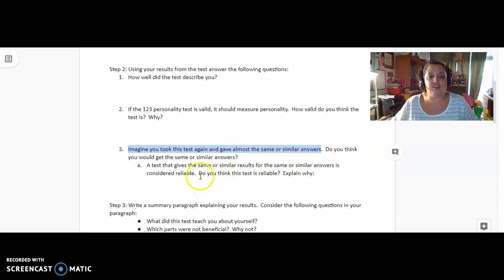So down here, the question is, do you think this test is reliable? Is it consistent? Do you feel like anybody who gave those answers would pretty much get the same results you did? Or do you feel like it might not be reliable? Maybe the computer algorithm it's based on would generate different results. So you want to tell me why. If you're saying yes, it's reliable, probably it's because you feel like if you took it again, you would get consistent results. But if you're saying no, this test is unreliable, you might say it's because you feel like if you took it again, you would get different results for the same answers.